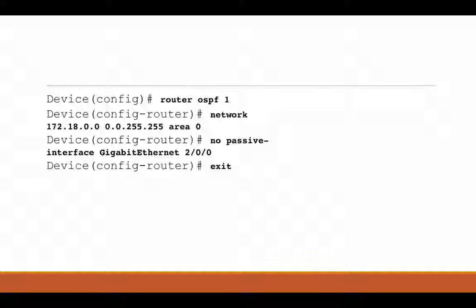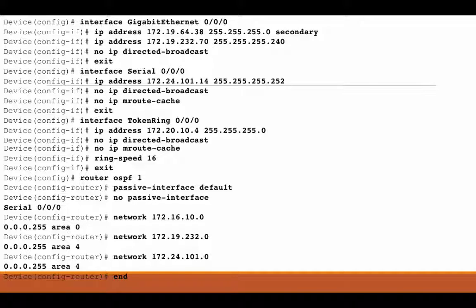So this example here is the default passive interface configuration for OSPF. It configures the network interfaces, it sets the interfaces that are running OSPF as passive, and then enables the serial interface as well. So you go into the interface, you add that as a secondary, no ip directed-broadcast and exit, and the same on the serial. And then you go to the token ring interface, router OSPF 1, passive interface default, no passive interface for those particular interfaces there.